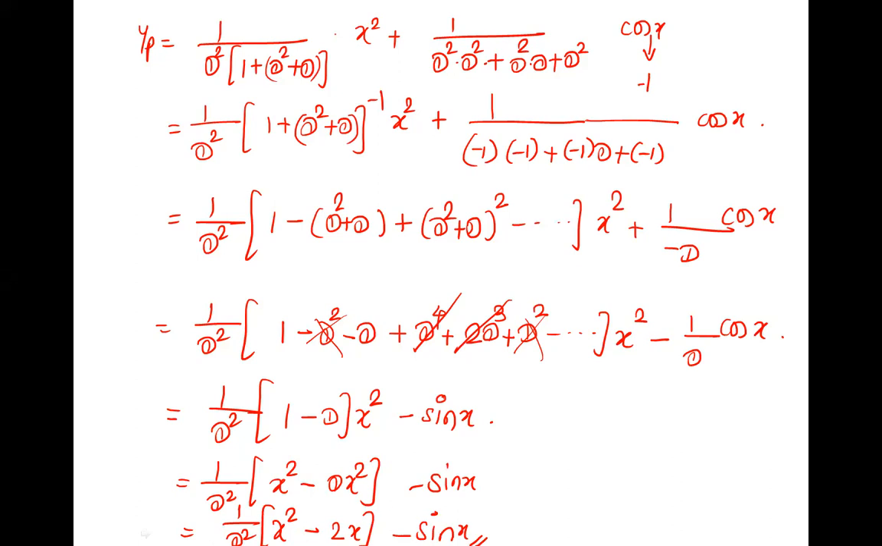But if you see the first one, there we can see d square in the denominator. And what does it mean? 1 upon d square means double integration, correct. So we have to take double integration of this term. So we go ahead now. Therefore, yp is equal to, I'm taking the step again, x square minus 2x minus sin x, no?